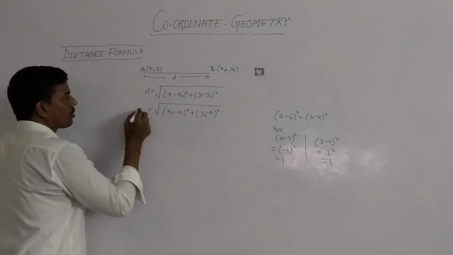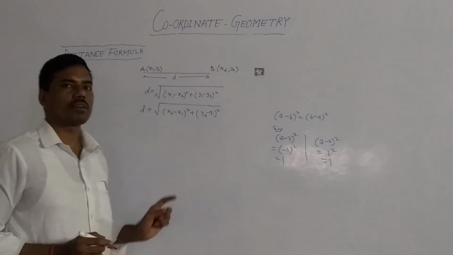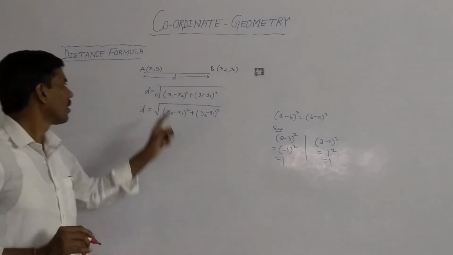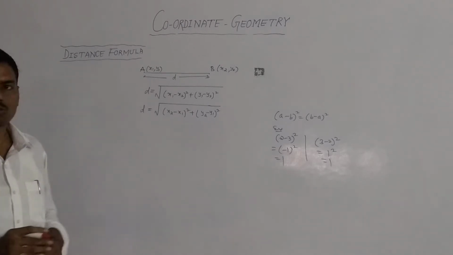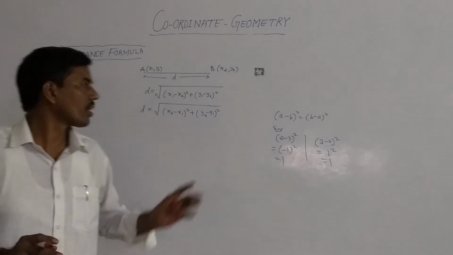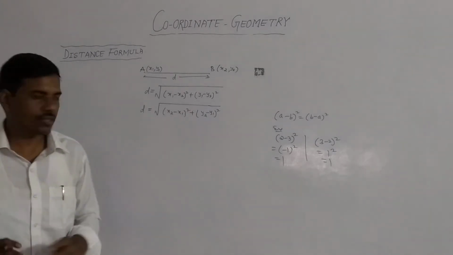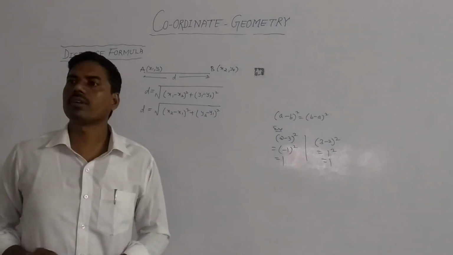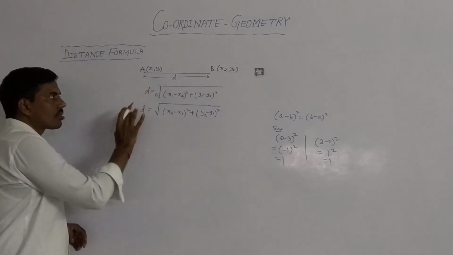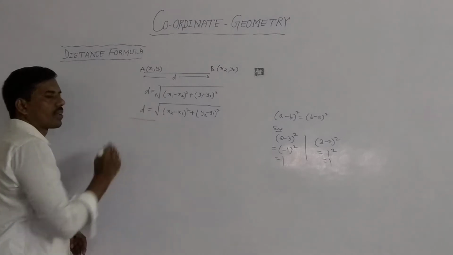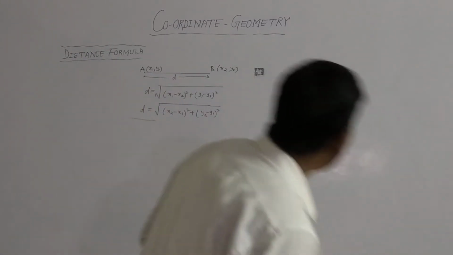So D is the distance between 2 points A and B. The formula is under root of (x1 minus x2) to the whole square plus (y1 minus y2) to the whole square, or we can write it as (x2 minus x1) to the whole square plus (y2 minus y1) to the whole square. Now, the derivation of this formula.